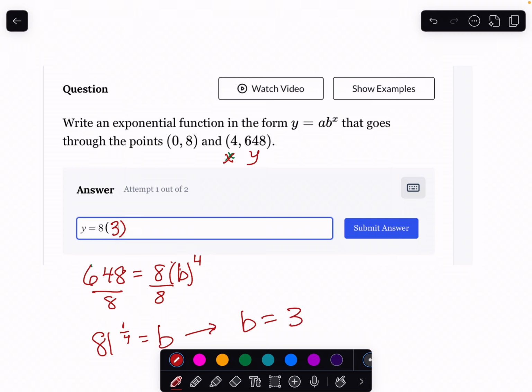And again, if you need more examples than that, here's show examples, and here's this video. Okay. Next one, actually I'm going to type that in here on my other device. y equals 8 parentheses 3 to the x. Nice. Okay, the next one is our half and double life. Okay.